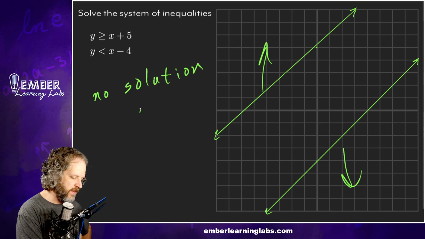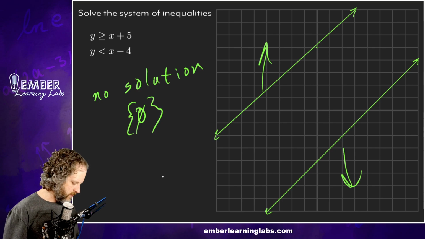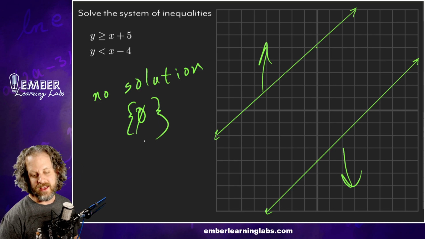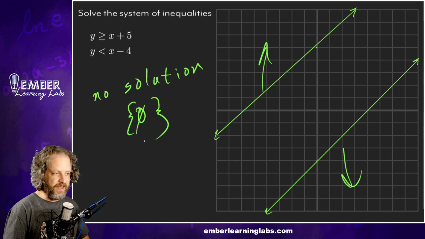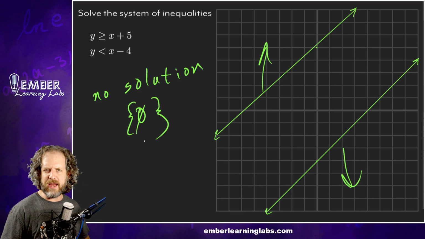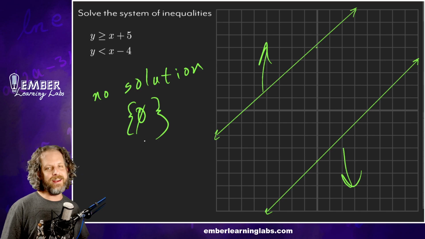Or you could call it the null set. Both would be applicable depending on your level and all of those other things. So there you go. That's it for this lesson. This one is also probably, hopefully, pretty easy. I hope if you can graph a line, you can do this one.